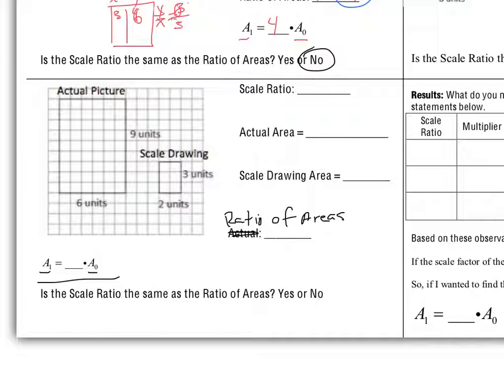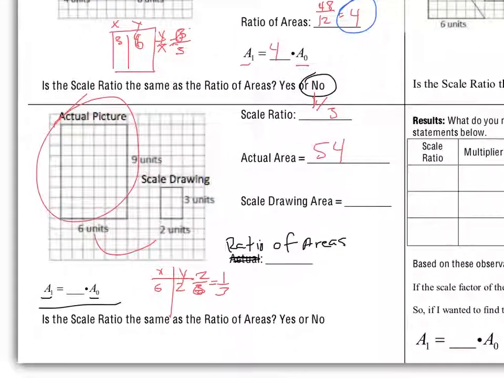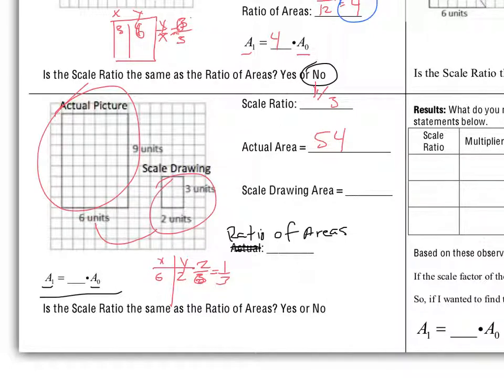Alright, we should see our scale ratio. Again, just kind of thinking about this really quickly as a t-chart. 6 to 2, that's going to be 2 over 6, which is equal to 1/3. Scale ratio should be 1/3. The area of the actual figure, that's this first one, 6 times 9 is 54. And the scale drawing area is 6 because it's 3 times 2.